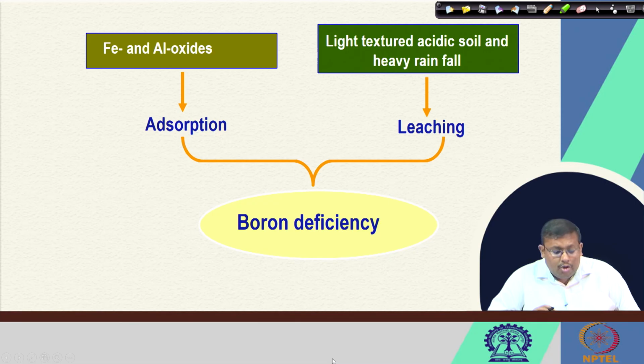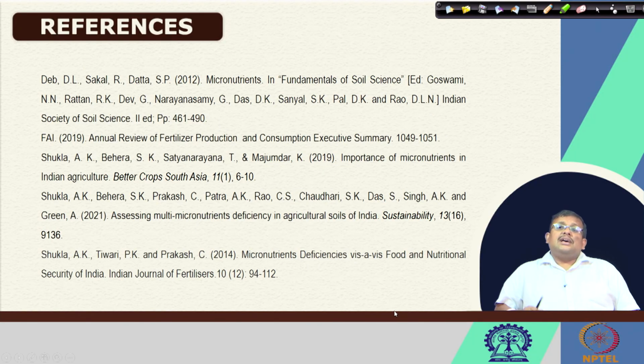Now, boron deficiency can be aggravated by iron and aluminum oxides because they help in adsorption of boron, and also light textured acidic soil and heavy rainfall can increase the leaching of boron from the topsoil and ultimately create the boron deficiency.